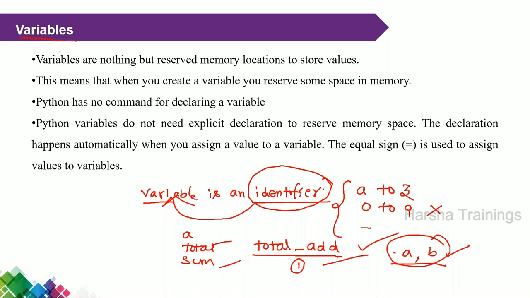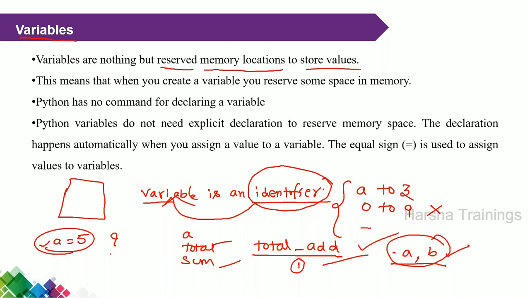Whenever we are creating a variable in the program, what happens? Some memory is needed. For example, if I write the statement a = 5, where is 5 stored? We have to assign some memory, and in that memory location the value is stored. So variables are nothing but reserved memory locations to store values. Whatever value we pass is stored in memory. When you create a variable, you reserve some space. Once you write this statement, the system, that is the compiler or interpreter, automatically allocates some memory.